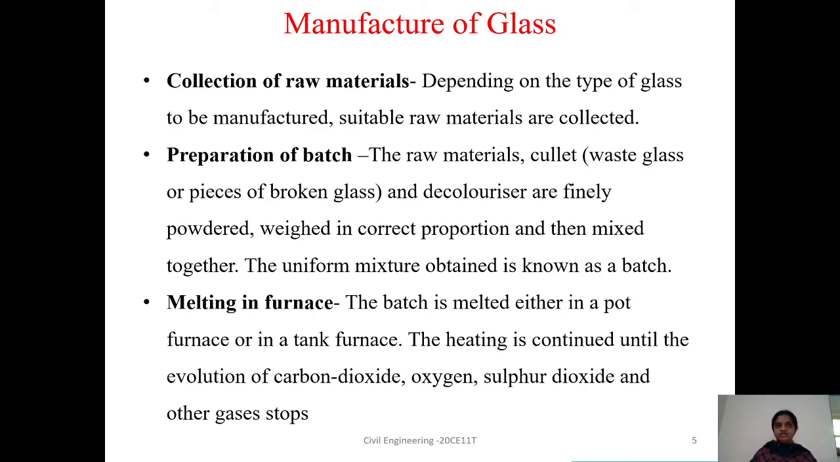Collection of raw materials. Depending upon the type of glass to be manufactured, suitable raw materials are collected. After collecting the raw materials, the preparation of batch takes place. The raw materials along with waste or pieces of broken glass and along with a decolorizer are finely powdered, weighed in correct proportion and mixed together. This uniform mixture which is obtained is known as a batch.